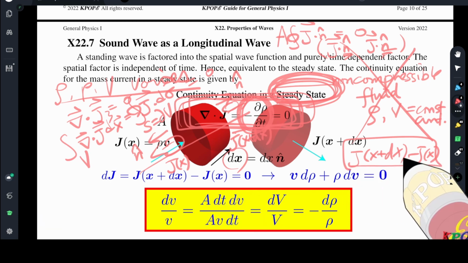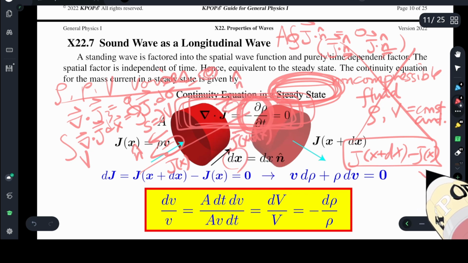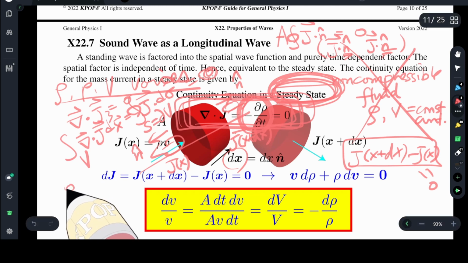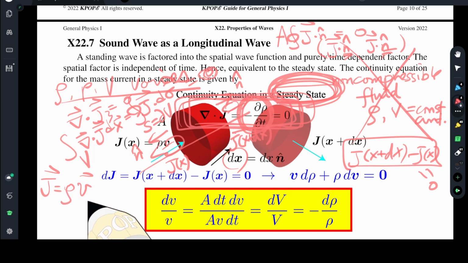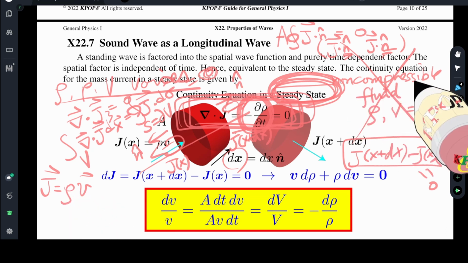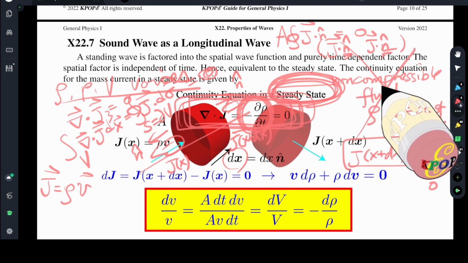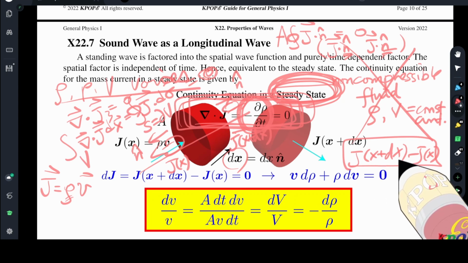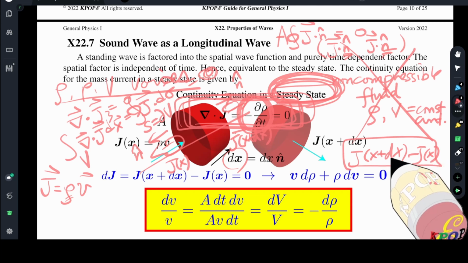Anyway, this one must be 0. Then what is J? J is rho v. In the derivation of the Bernoulli equation, we consider the case where rho is a constant because it is incompressible. But here it is compressible, so it is not constant anymore. J is constant.